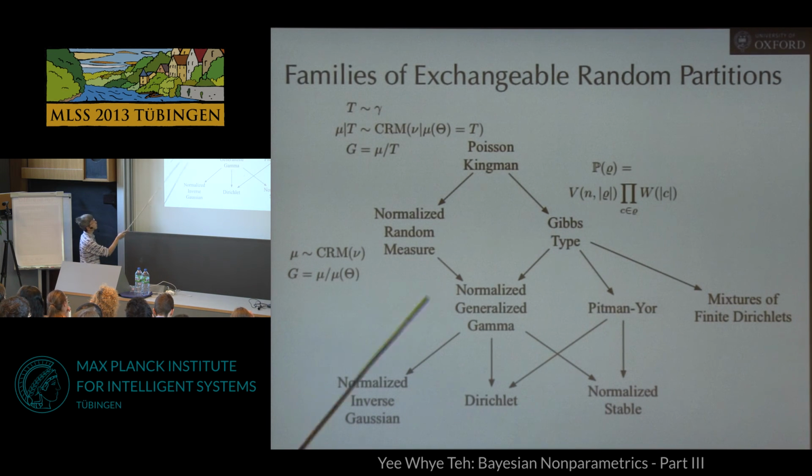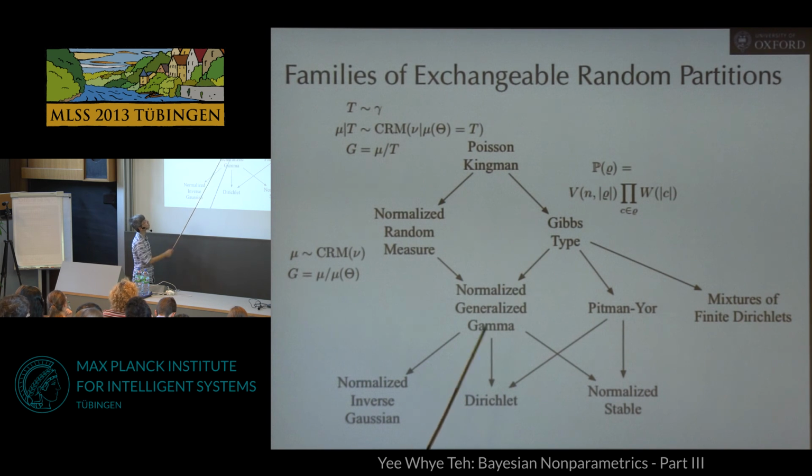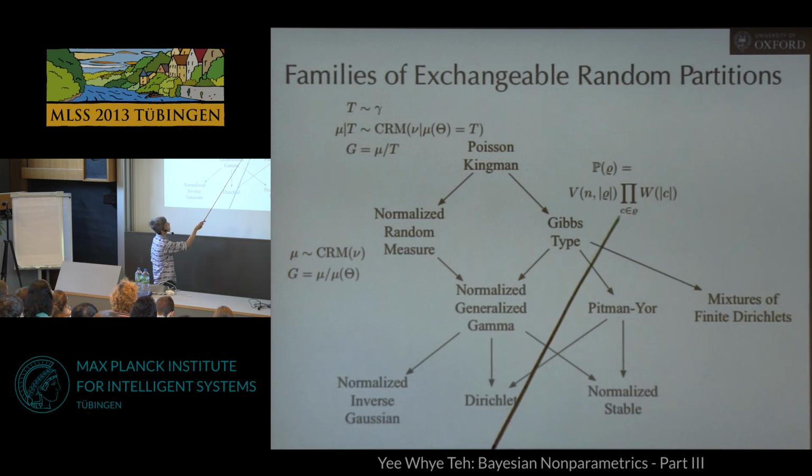Now, beyond these two, there's actually two large classes. One's called Poisson-Kingman partitions, or Poisson-Kingman processes, and another one called Gibbs type partitions. I like to describe Gibbs types because it's very interesting. So Gibbs types are basically exchangeable random partitions where the EPPF, we can decompose it as a product of functions like this.